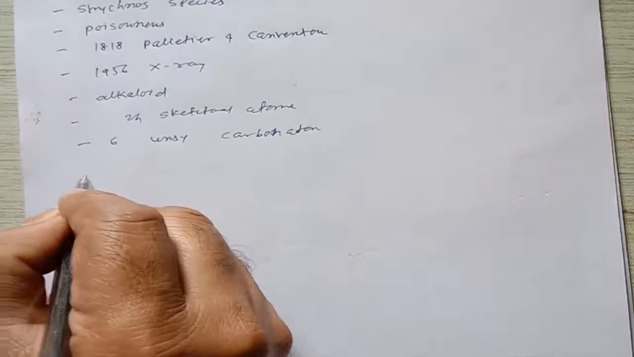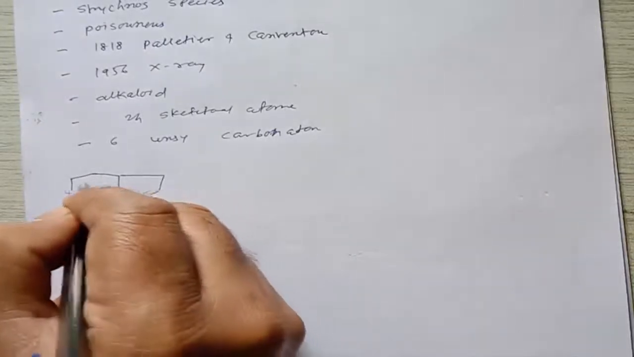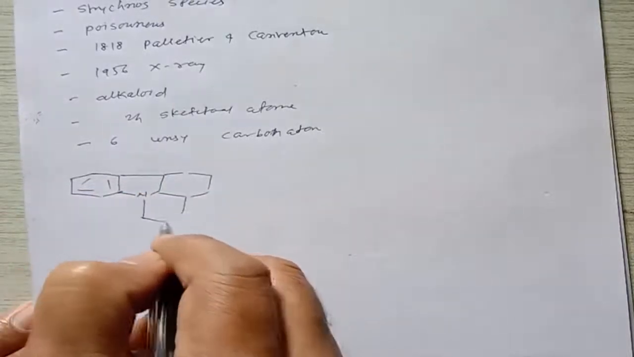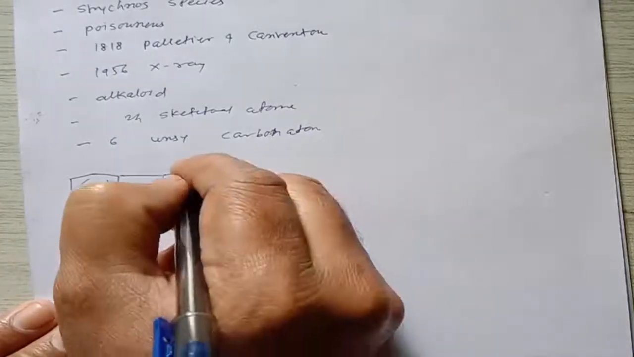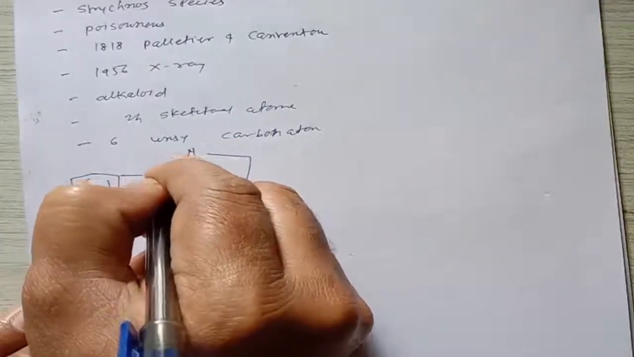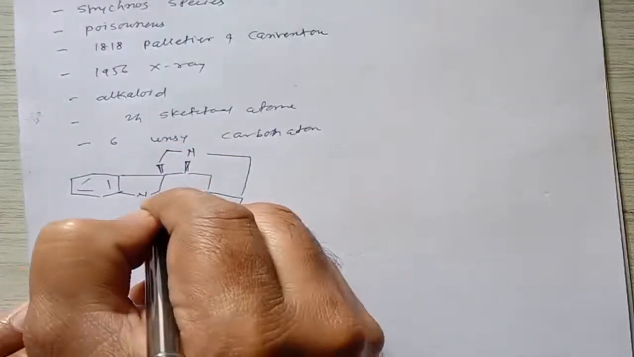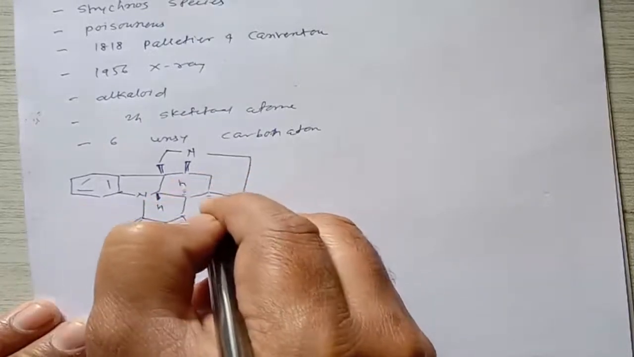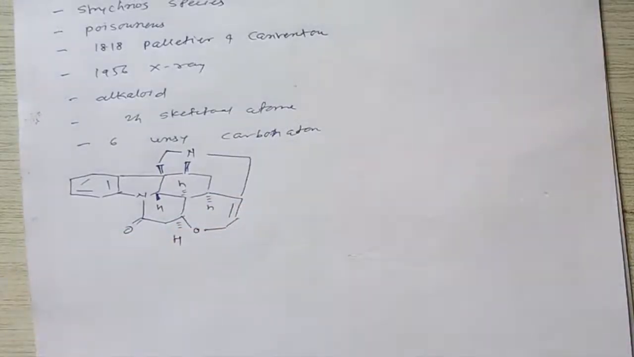If you see the structure of strychnine, it contains the aromatic ring as well as a 5-member nitrogen-containing ring, then again one more 5-member ring, and a 7-member ring with a nitrogen attached to this 7-member ring, and here a 5-member ring. Here is the carbonyl group, then a hydrogen above the plane, this hydrogen below the plane, this hydrogen below the plane, and this hydrogen again below the plane. So this is the structure of strychnine.